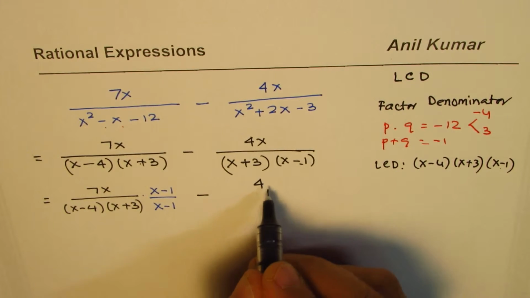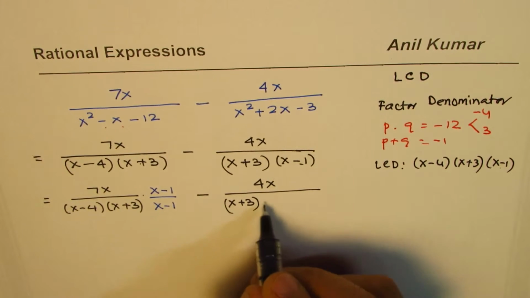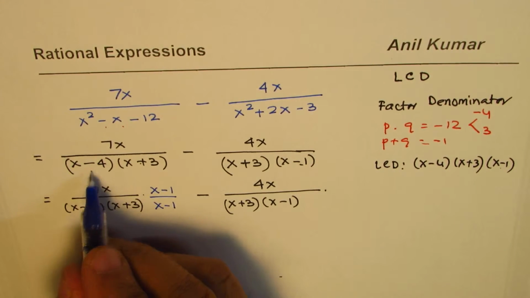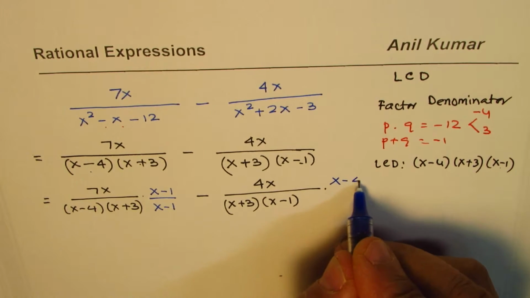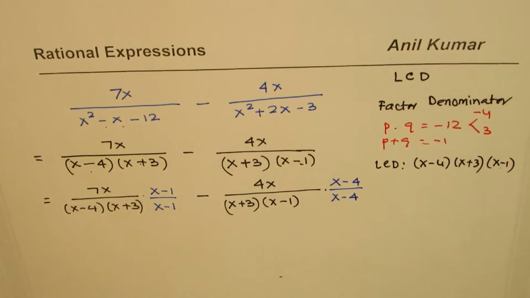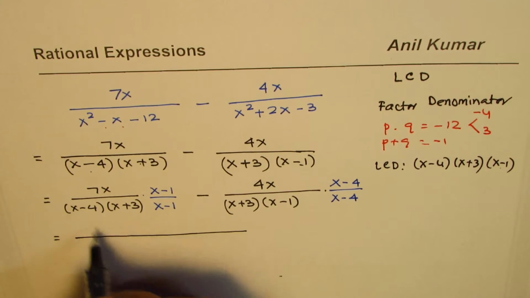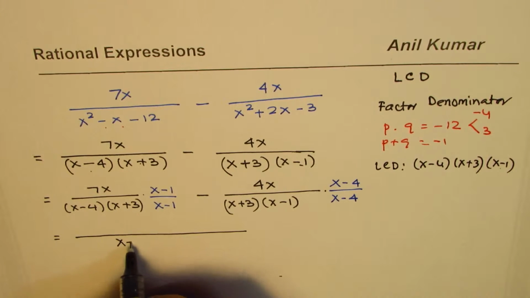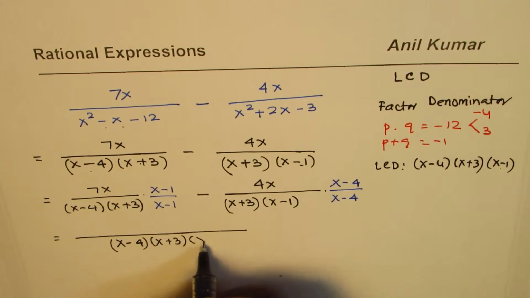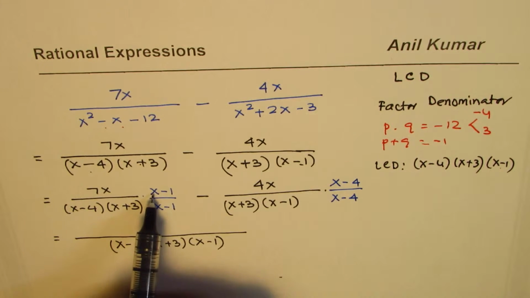Minus, here we have 4x divided by x plus 3 times x minus 1. Now what is missing here? x minus 4 is missing, so we'll multiply and divide by x minus 4. Do you see that? Now we can solve it. So we have a common denominator. Let me rewrite this as the product of all three, which is x minus 4 times x plus 3 times x minus 1. And in the numerator, we have 7x times x minus 1.